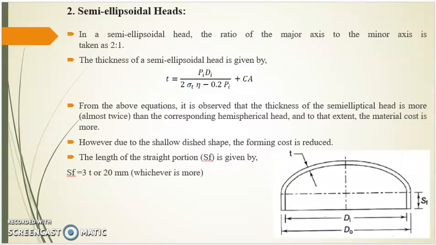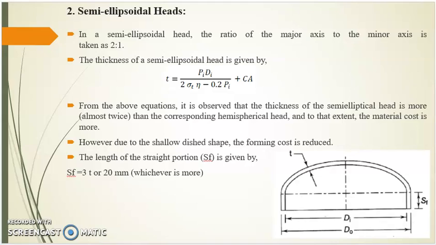Now we will see semi-ellipsoidal heads. In a semi-ellipsoidal head, the ratio of the major axis to the minor axis is taken as 2:1. The thickness of a semi-ellipsoidal head is given by T = Pi × Di / (2 σT η − 0.2 Pi) + Ca.